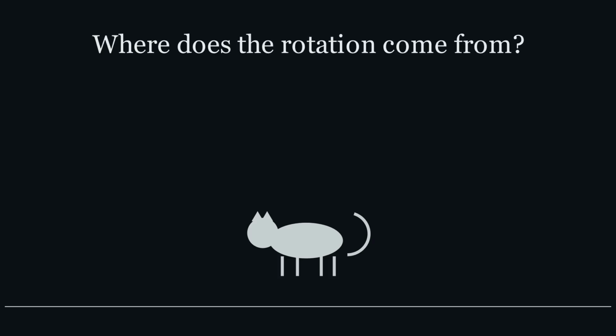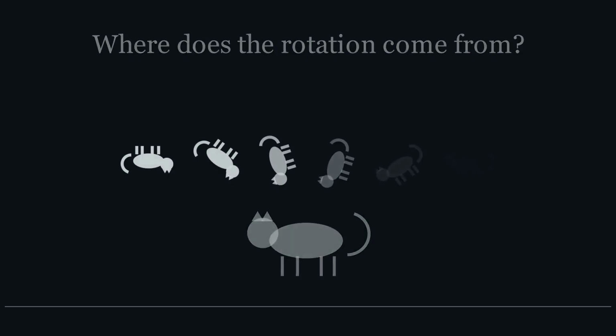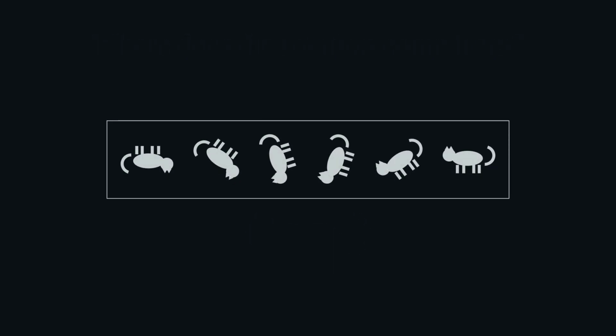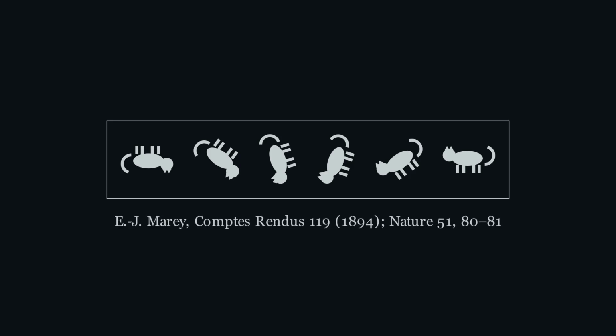This exact puzzle was captured in 1894 when Etienne Jules Marey photographed a falling cat, frame by frame. His pictures proved the cat had no spin at the instant it was let go. It was not cheating. It really does turn from a standstill.